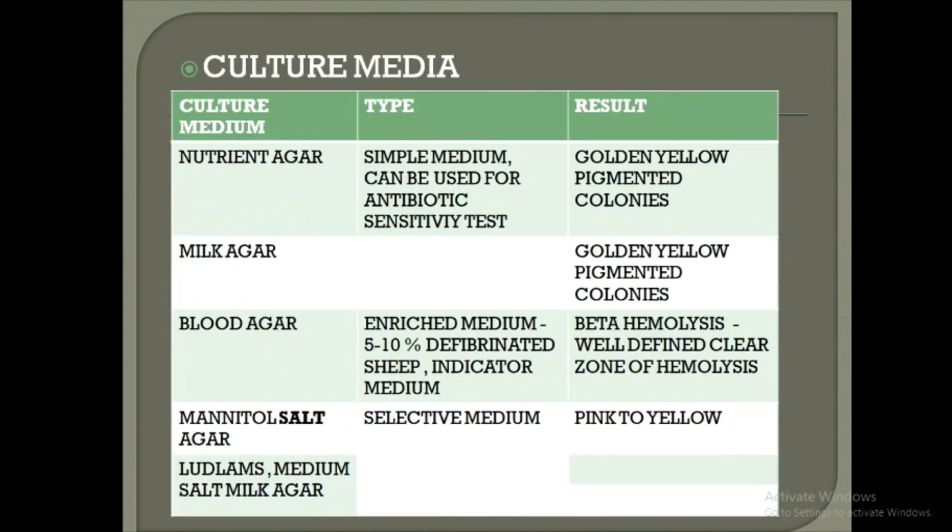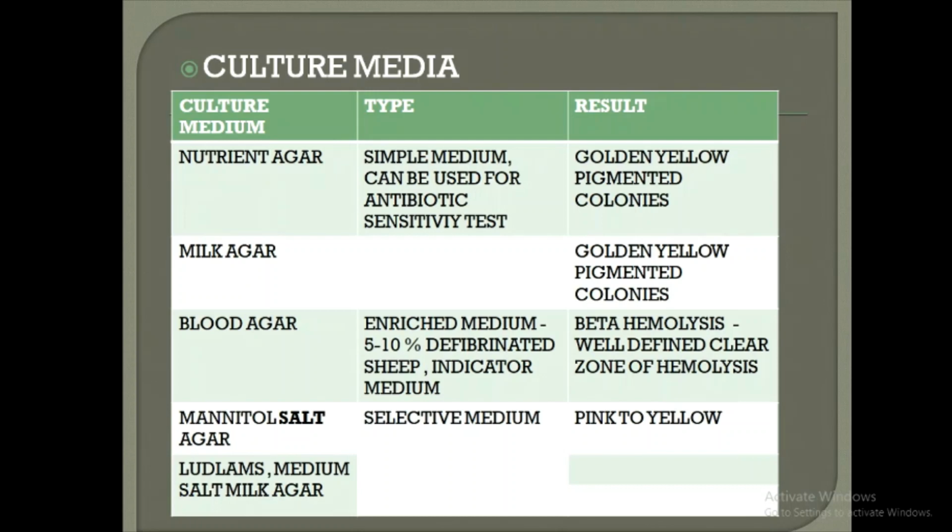Next point, culture media. Nutrient agar is a simple medium, that is, it grows only non-fastidious organisms. Non-fastidious organisms are those that do not require any special nutrients. Staphylococcus produces golden yellow pigmented colonies on this nutrient agar. Milk agar just provides a white background on which these colonies are even more bright.